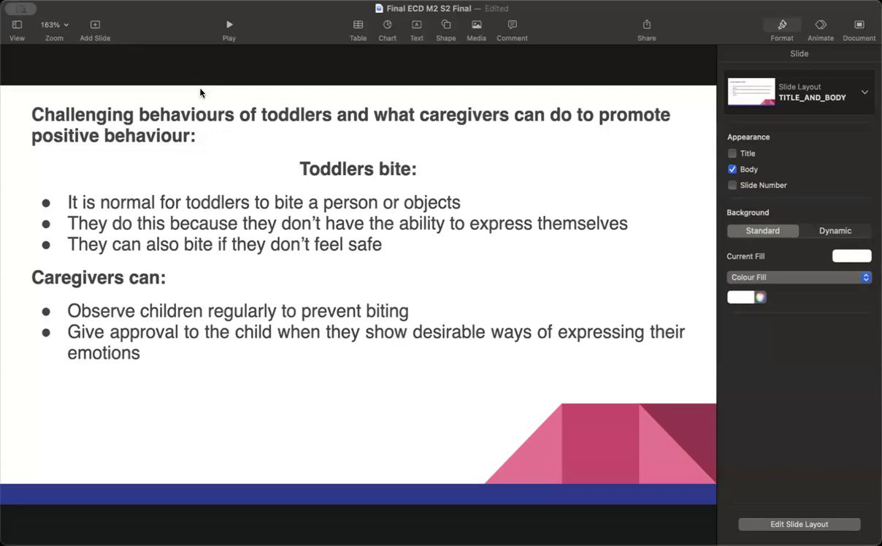Toddler's bite. Okay. So we're speaking now about the challenging behaviors that come with toddlers. We know that these are children in the preschool ages, anything from 0 to 6, 7, 8 years old even, right? So one of the things that you will notice amongst this age group is they like to bite, and it's normal for them. They bite people, they bite objects. A lot of them are teething, so their gums are itchy and they get relief from biting onto something. All right, so it can be a person or it can be an object.